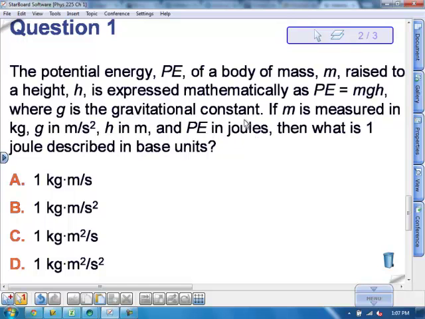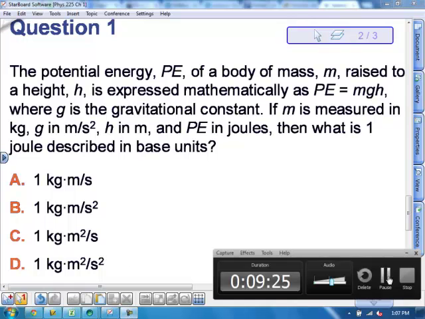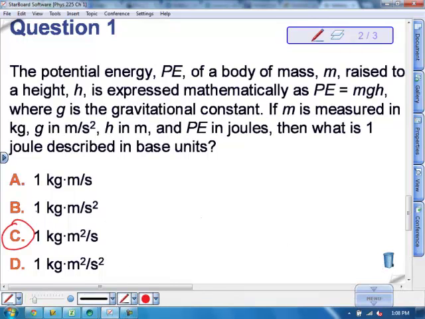This is part of our dimensional analysis. We know that potential energy is measured in joules, and we know that mass is in kilograms. We know that gravity is in meters per second squared, and we know that height is in meters. So let's do that multiplication, and what do we get? All right, the answer should be C, right? Because if we write down the formula, potential energy is equal to mgh. We know that potential energy is measured in joules. We know that mass is measured in kilograms.